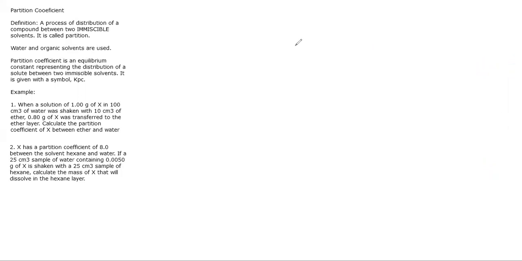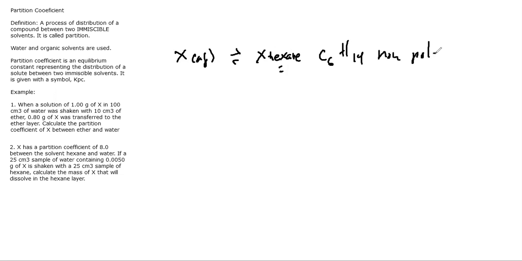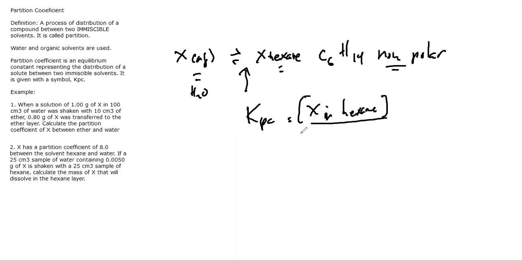For this one, you can write X aqueous goes to X hexane. Remember, hexane is C6H14, meaning this one is a non-polar molecule, while water is a polar molecule, so they cannot dissolve in each other. In this equation, the Kpc will be the concentration of X in hexane divided by the concentration of X in water. The value of Kpc is given already here as 8.